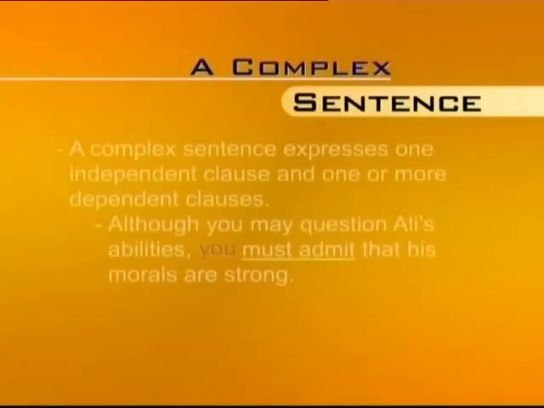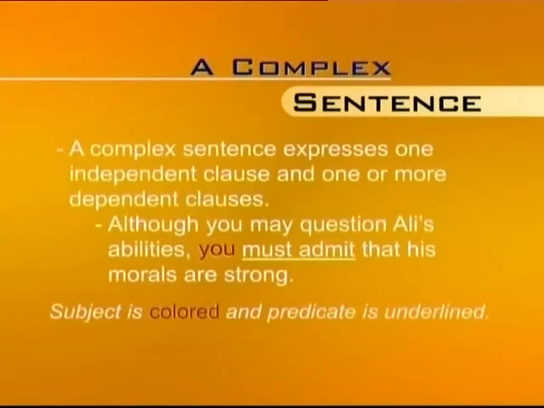In a complex sentence, there will be one independent clause and one or more dependent clauses. एक तो independent clause ही होगा जिस तरह हमने simple sentence में और compound sentences में देखा, और एक या एक से ज़्यादा dependent clauses होंगे. Dependent clauses वो होंगे जिनको अगर अलग से देखा जाए तो उनका कोई complete मतलब नहीं बनेगा. For example, although you may question Ali's abilities, comma, you must admit that his morals are strong.